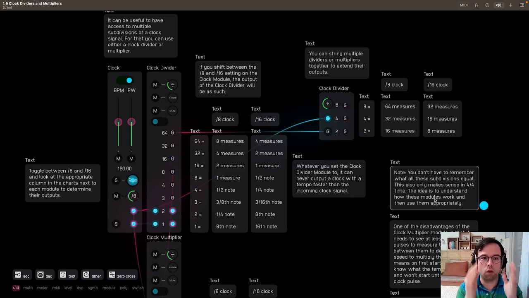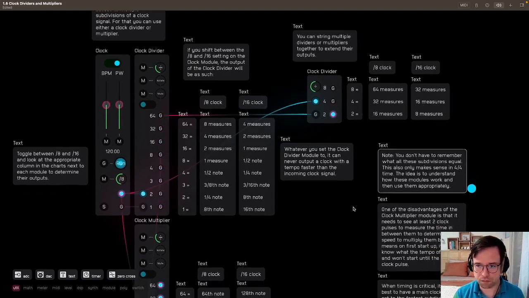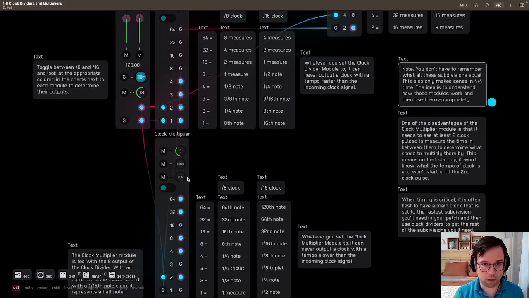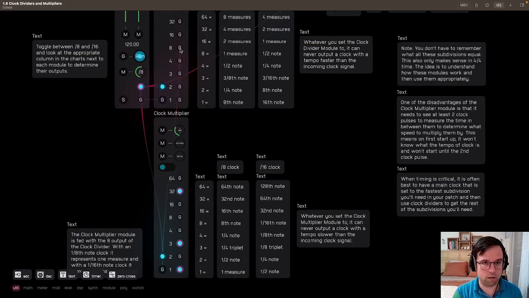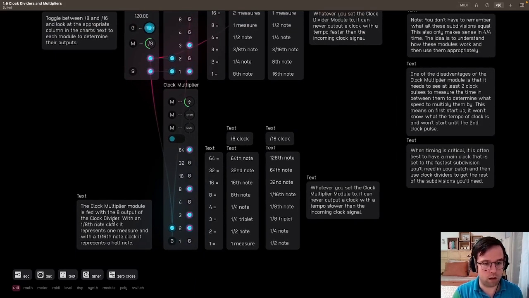It's more about just knowing this clock divider takes a fast signal and divides it down into slower signals, okay? And then we'll go down to the multiplier, which does the opposite: it takes a slow signal and multiplies it into faster signals, okay? The clock multiplier module is fed with the 8th note, so the 8 output right here, this 8 output of the clock divider. With an 8th note clock in, it represents one measure, and with a 16th clock note in, it represents a half note. So we have one measure here.